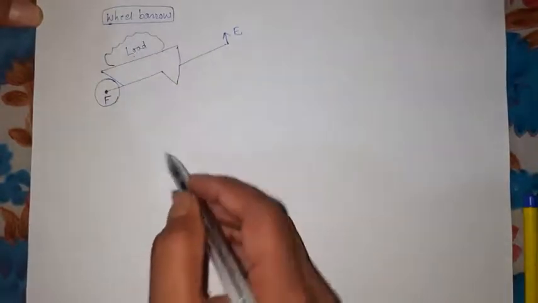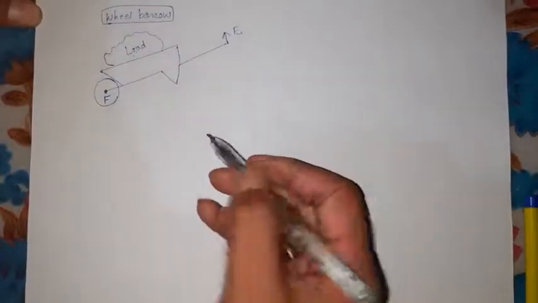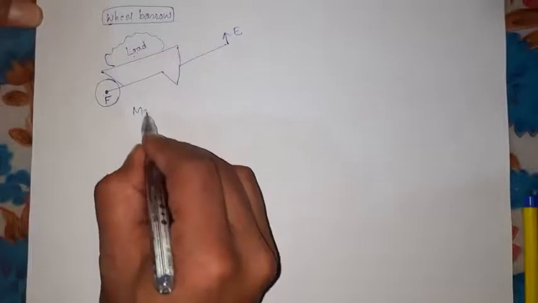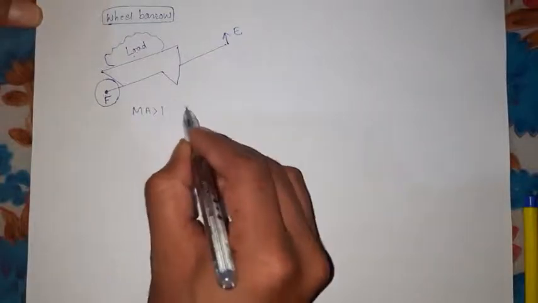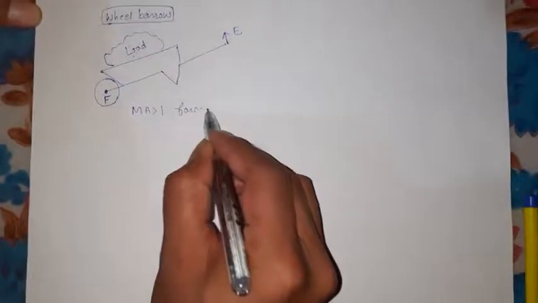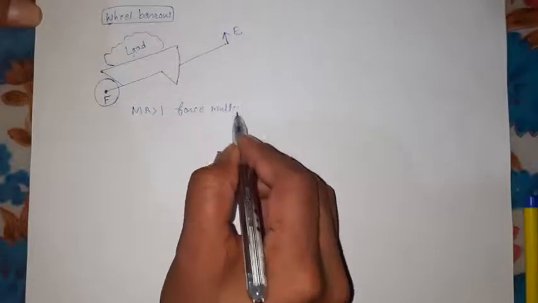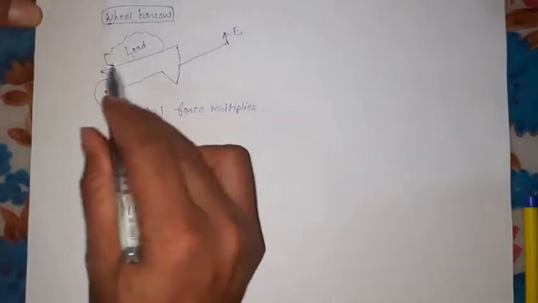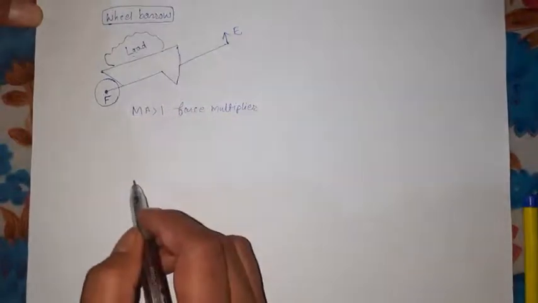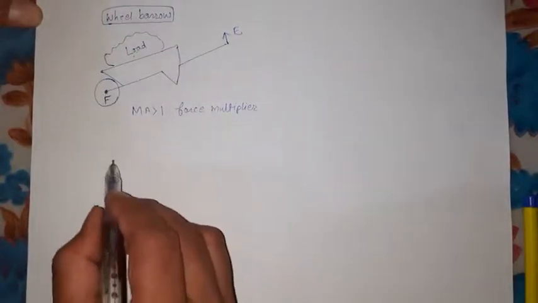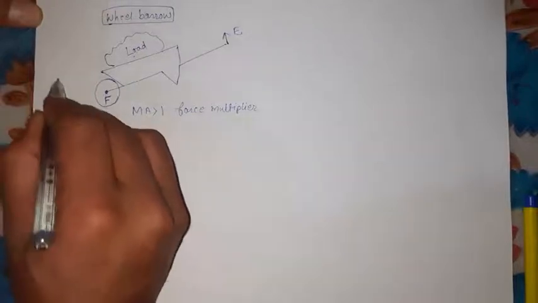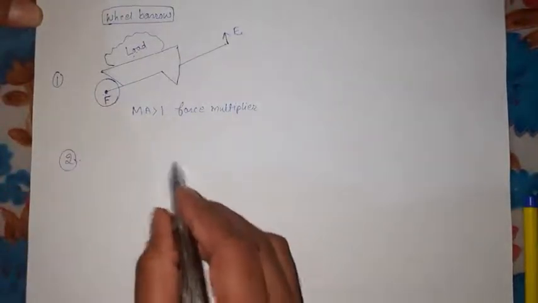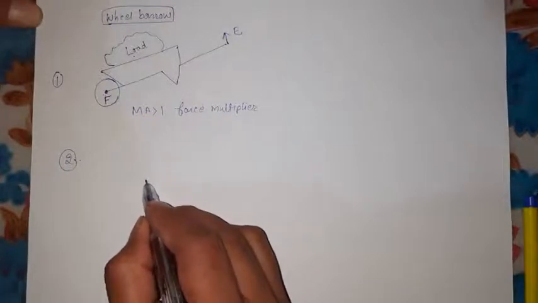It is a second class lever, and it multiplies the force because the mechanical advantage is greater than 1, so it is a force multiplier. Therefore it becomes easy for us to shift the load from one place to another. Similarly, students, I have taken the first example. Now the second example is the nutcracker.